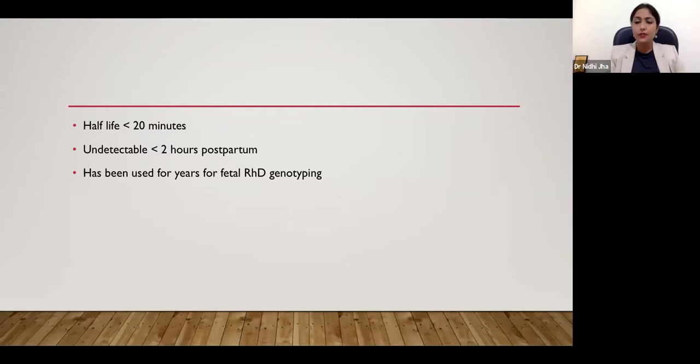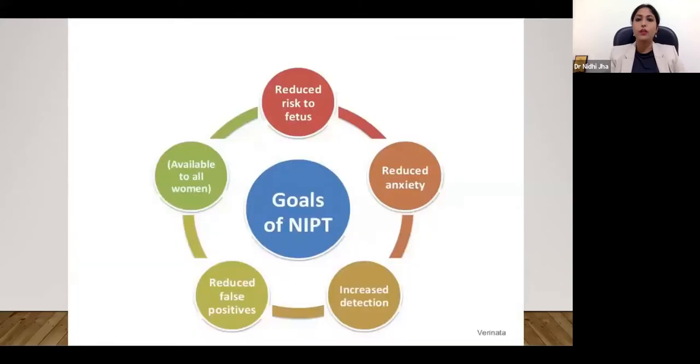Half-life is less than 20 minutes and it is undetectable after 2 hours postpartum. This has been used for years for fetal RHD genotyping. So what are the goals of NIPT? The first and foremost is that it should be available to all women. It is their wish, or the indications can be decided, but it should be available to all the women. Reduced risk to fetus, reduced anxiety in the mother, increased detection, and reduced false positive rates.